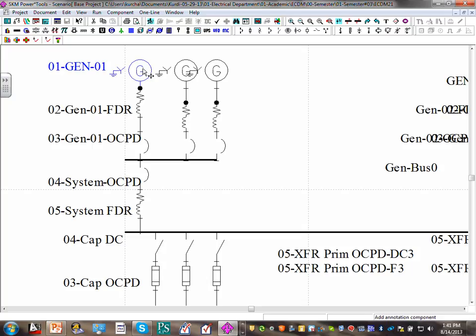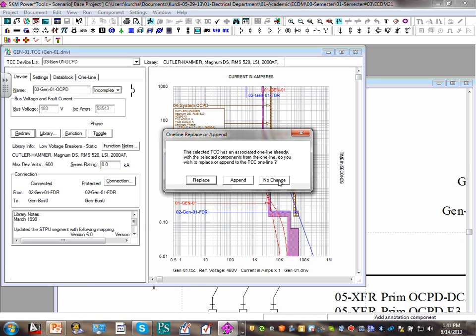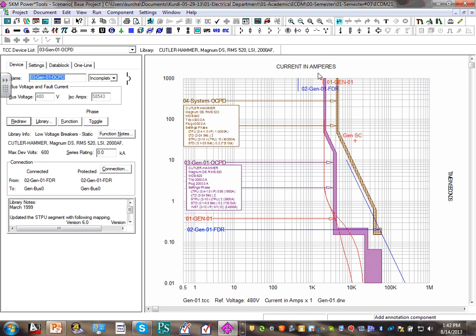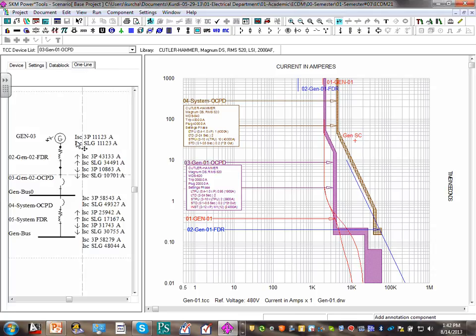So I took only one of them because the other two are identical, so it doesn't really do me any good to do them. So if you come over here and you go to your gen, no changes, you come over here. Okay, here's my one-line diagram. You can see I have my generator, the overcurrent protection device for the gen, the cable, as well as the overcurrent protection device for the feeder that's going down to feed the switchgear.